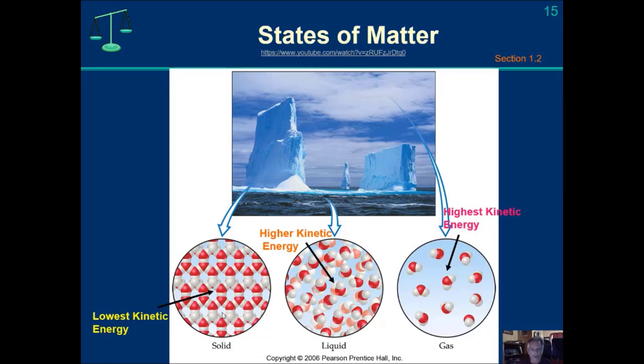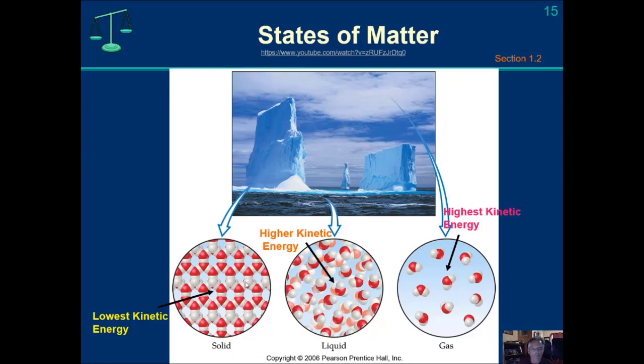You can also go directly from solid to gas. We call that sublimation, or gas directly to a solid, and we call that deposition. Those phase changes occur only under a very specified set of conditions of pressure and temperature.